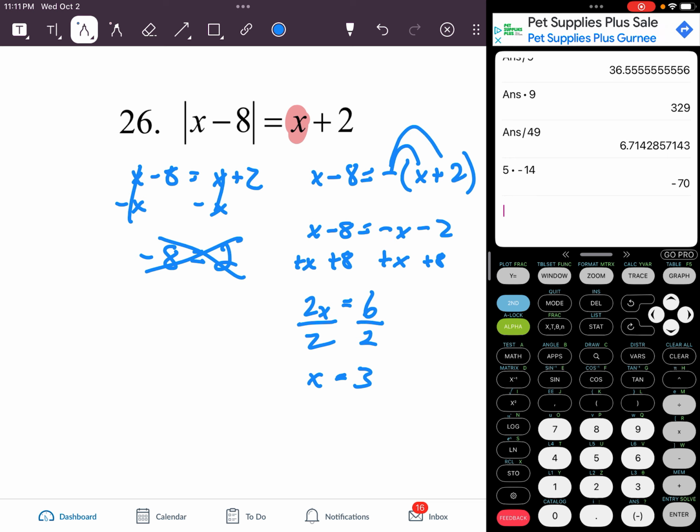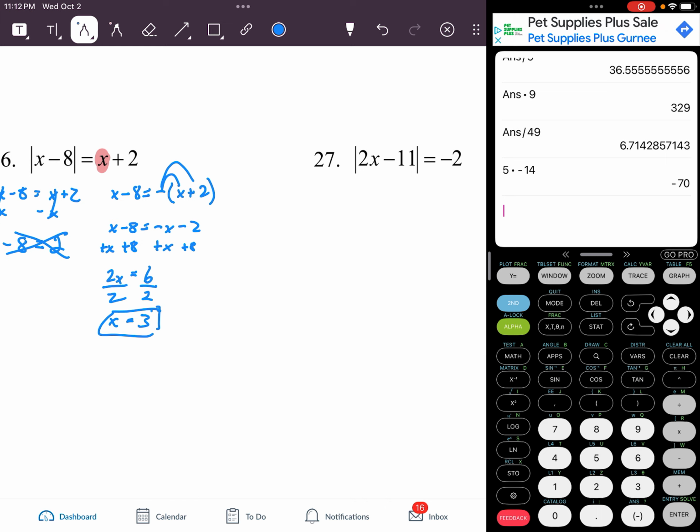Okay, so if I put 3 in for the x's, 3 minus 8 is negative 5. The absolute value of negative 5 is positive 5. So is that what the other side equals? Well, 3 plus 2 is 5. So since it's 5 and 5, this is an answer. So that does work.